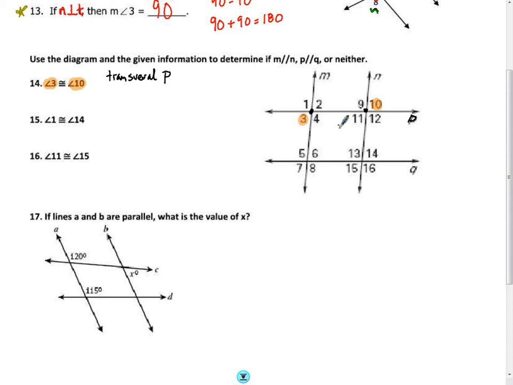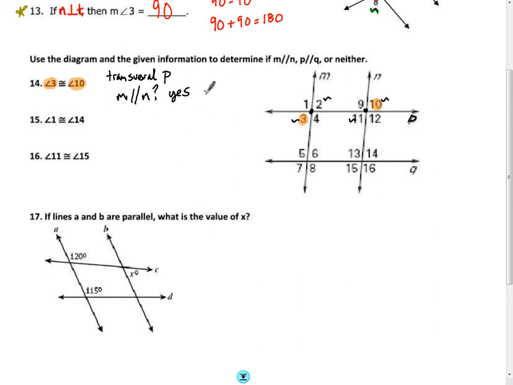So if I want to try to prove that they are parallel, I need to understand the relationship that 3 and 10 have with each other. So when I look at these angles, I might have a squiggle here and a squiggle here, a squiggle here and a squiggle here, and because 3 and 10 are both squiggles, then yes, I would know that M and N are parallel. M is parallel to N if those two angles are congruent.